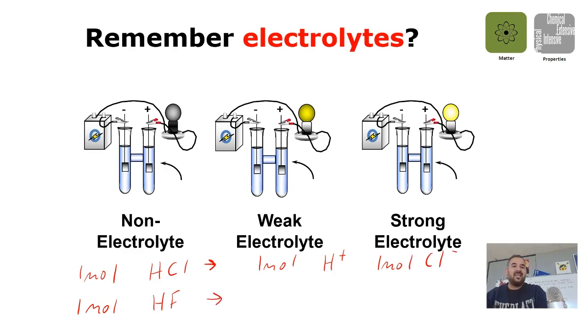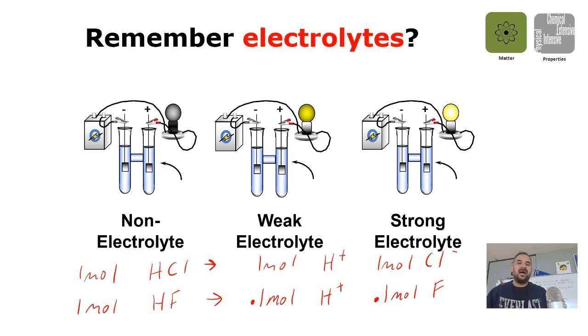But then if we did the HF, how much hydrogen are we going to have? From 1 mole, how much are we going to have? How much hydrogen are we going to have? 0.1 mole of H plus. How much F minus? 0.1 mole of F minus.